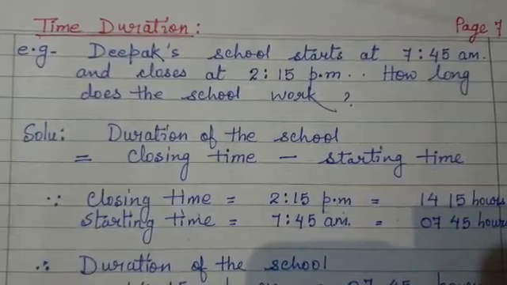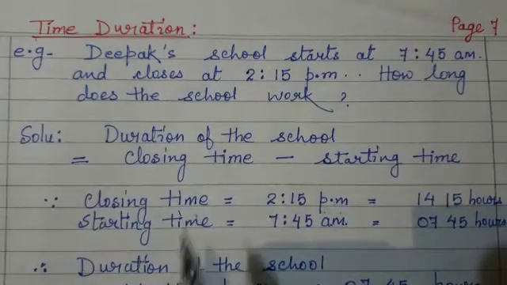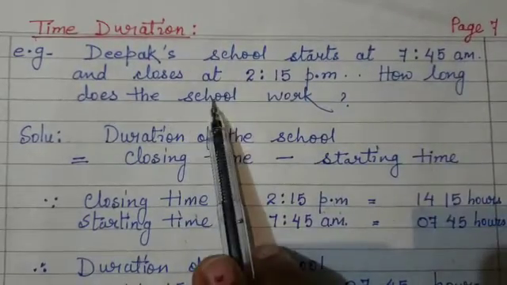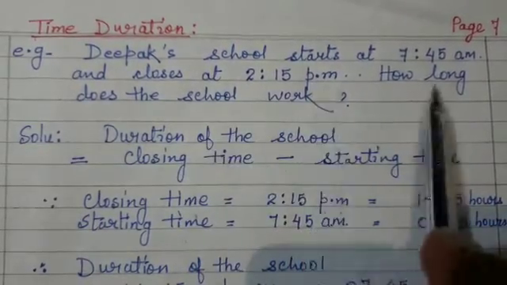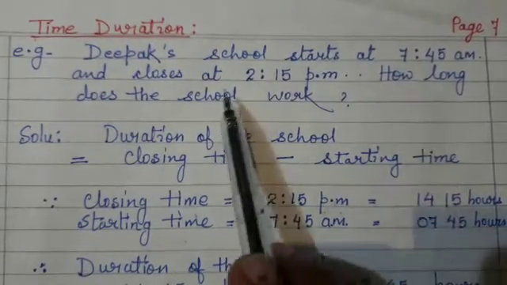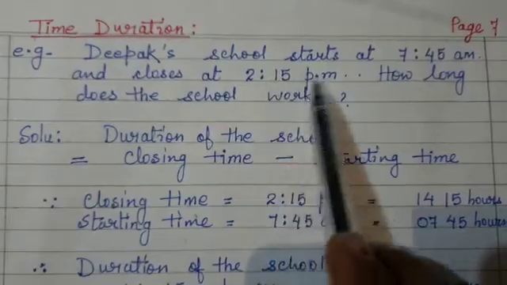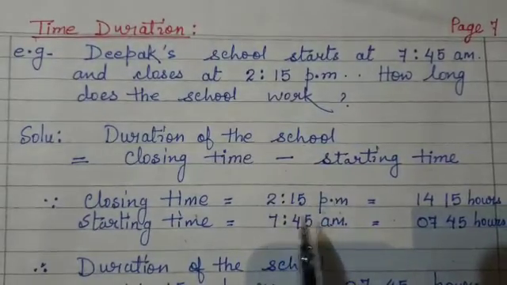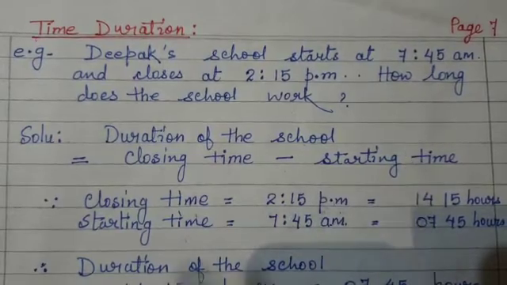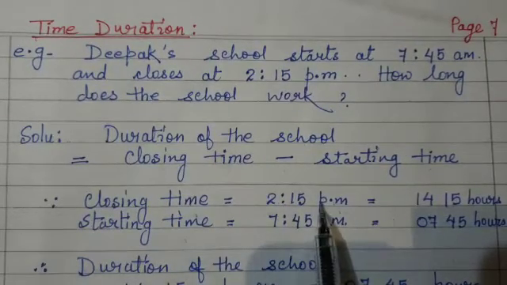Now look at another example about time duration. In this question it is asking: Deepak's school starts at 7:45 am and closes at 2:15 pm. How long does the school work? Here the starting time and the closing time of the school are given, and you need to find the duration of the school. So duration of the school means closing time minus starting time, and the closing time given is 2:15 pm.